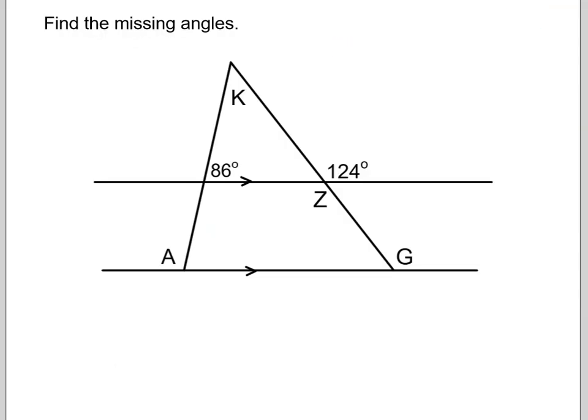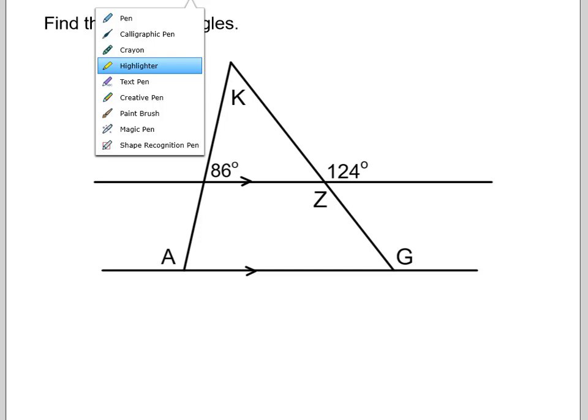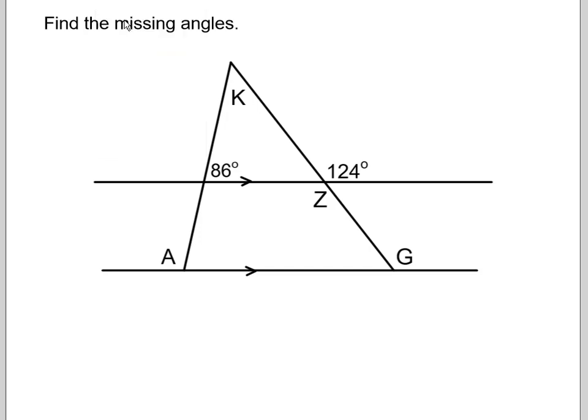So let's actually solve a problem. Find the missing angles. You'll notice right away there are two parallel lines and two different transversals. That's really important. The technique I use to solve these problems, I'm not really good at memorizing things, so I tend to write down a lot of extra things.